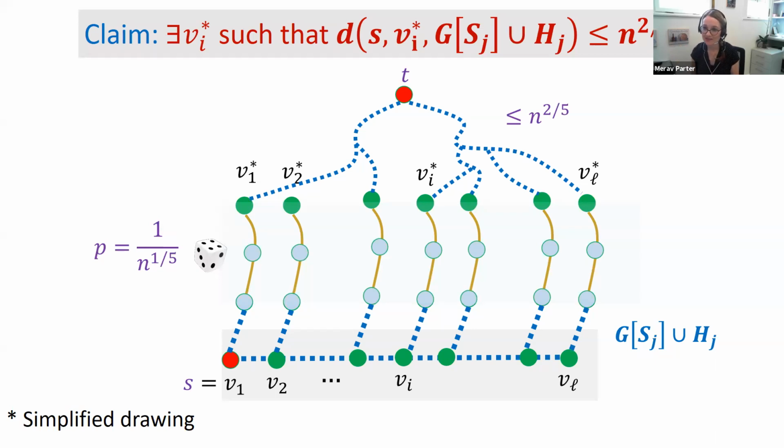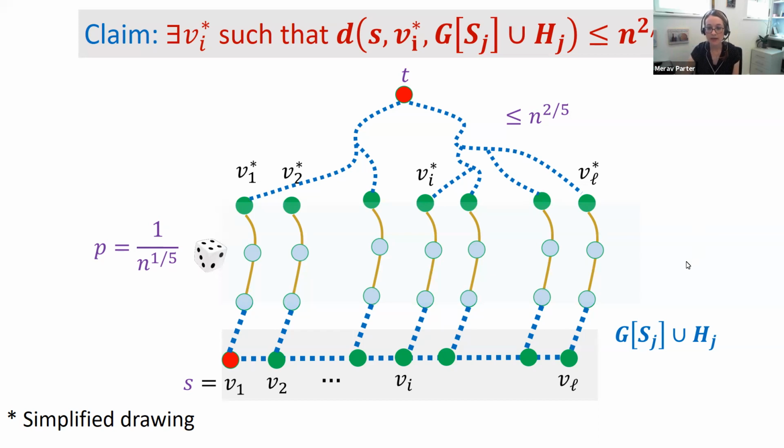We can also handle the general case, of course, but that will be just easier to explain and provides most of the intuition. Okay, so now our goal is to show that there is some Vi star that also has a good short path to S in the augmented part. I want to show that there is some Vi star whose distance to S in GSJ union HJ is also at most n to the 2 over 5, and then I just provide a short path between S and T that go through these Vi star nodes.